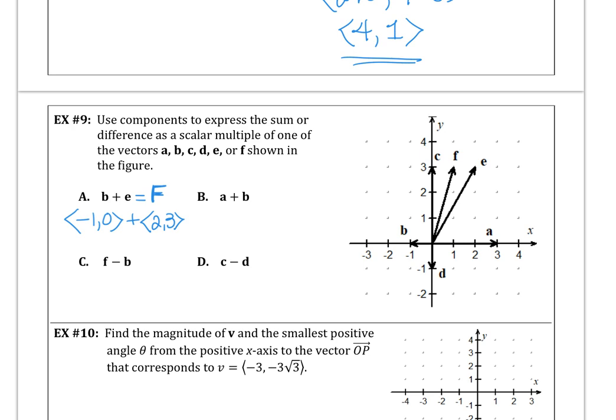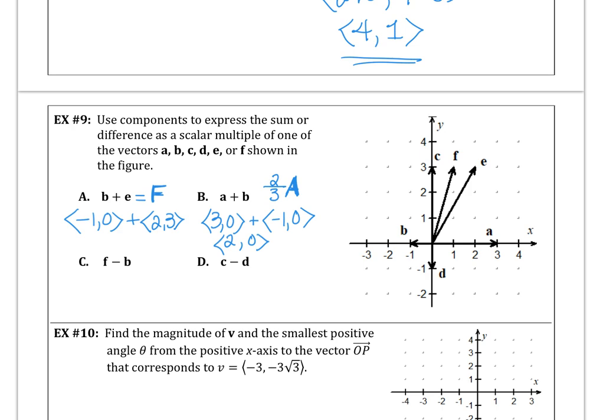For A plus B, we have A is (3, 0), and B is (-1, 0). When we add them together, we get (2, 0). (2, 0) is going to be 2/3 of vector A.